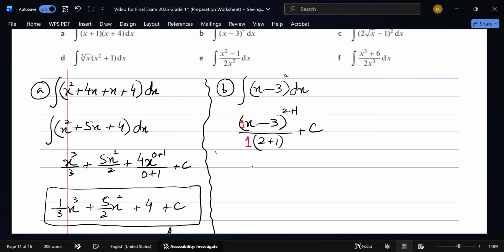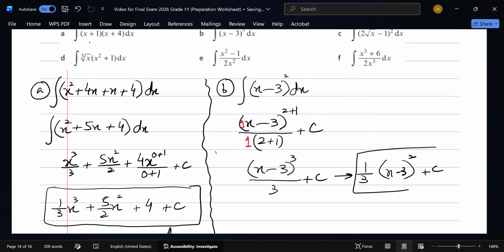Okay, let's simplify. So it's going to be x minus 3 power 3 upon 3 plus c. You can write in this form, that's also acceptable, but it's better if you write in this form. Okay, that's the final answer of integration. Don't forget to add C. So you can write in any form, both forms are acceptable.